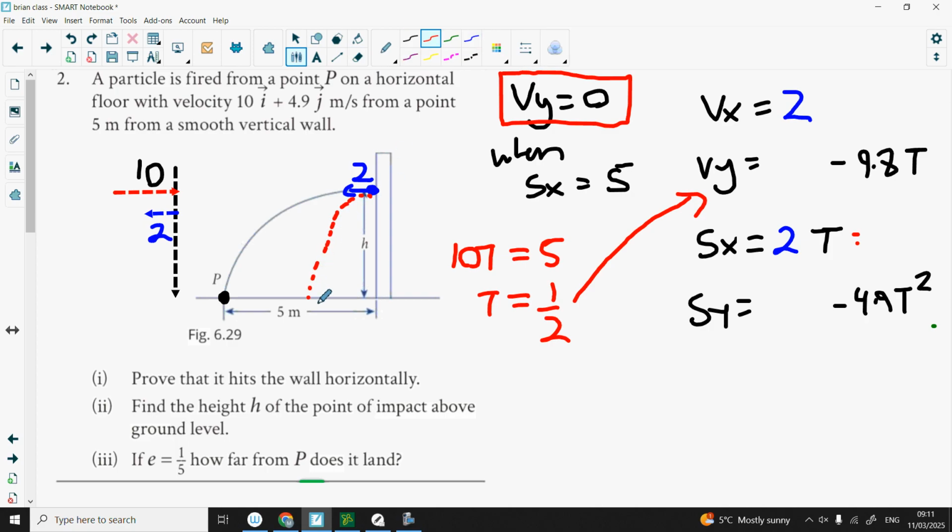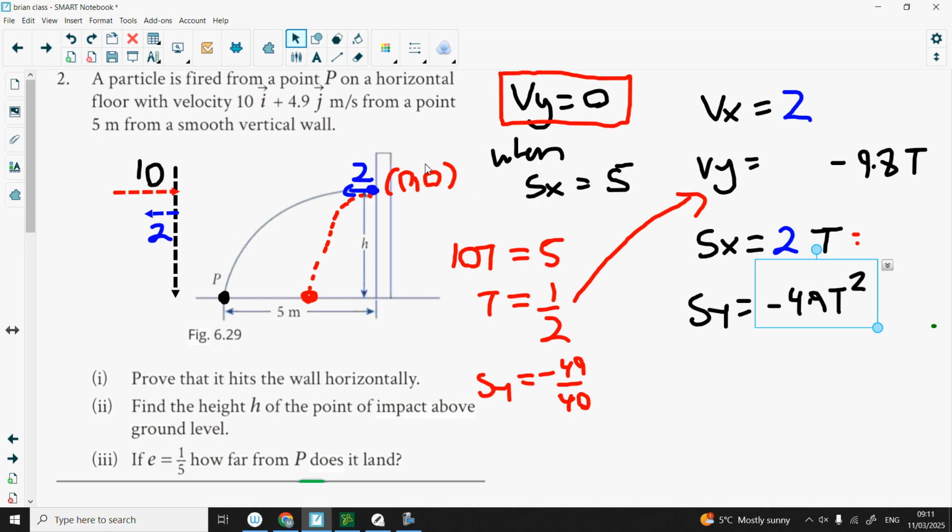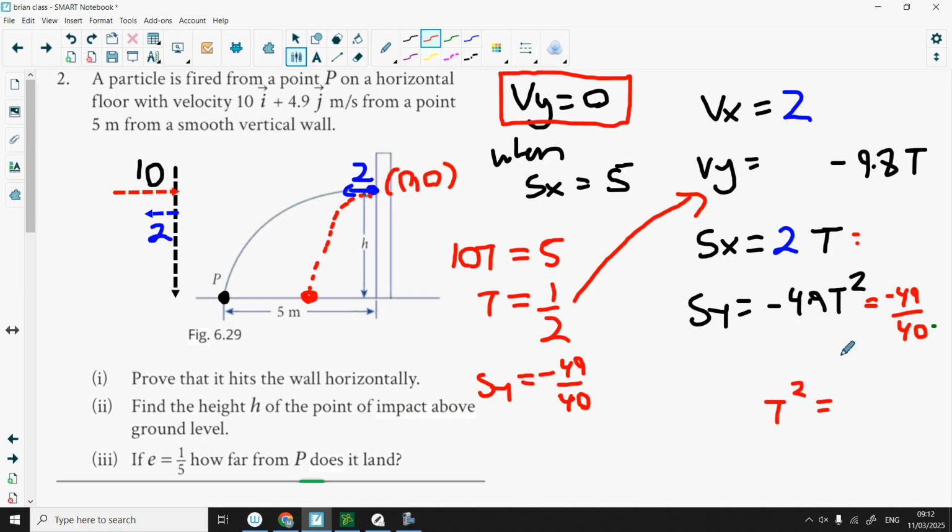I'm going to drop short. Now, how far do we fall? If we reset this as 0, 0, how far am I falling? Remember we got the height of the wall earlier? So Sy actually equals minus 49 over 40, because we're dropping, aren't we? Okay. So look, everybody see our Sy equation? Equals minus 49 over 40. Minus 4.9t squared, just multiply both sides by minus.